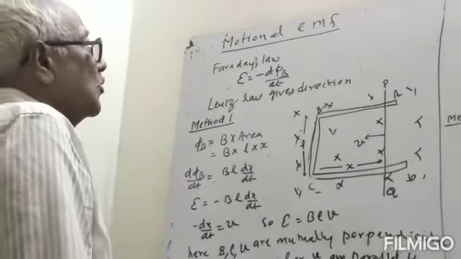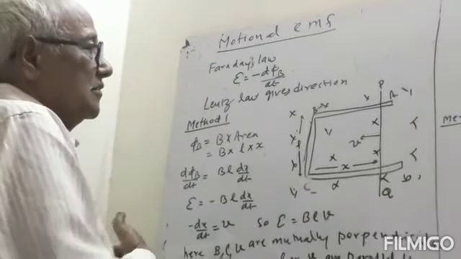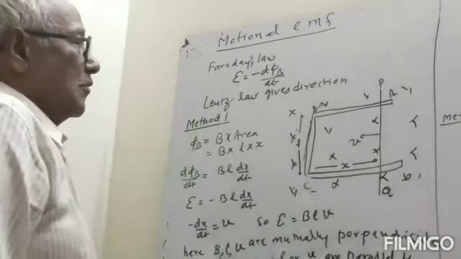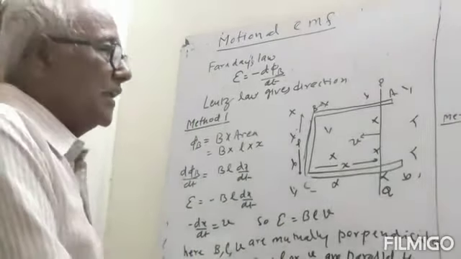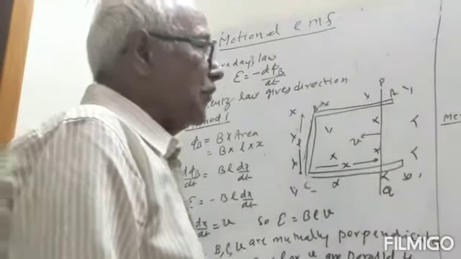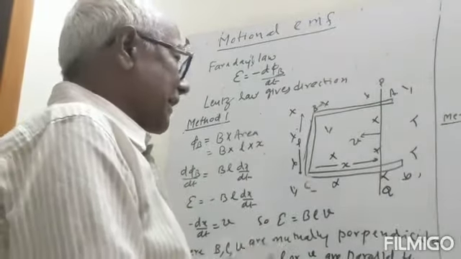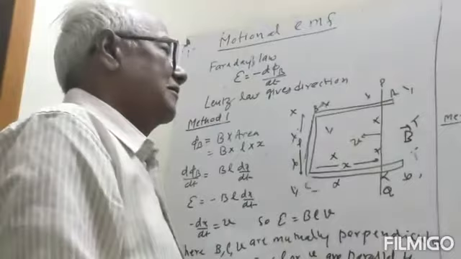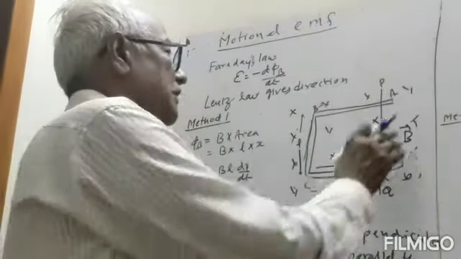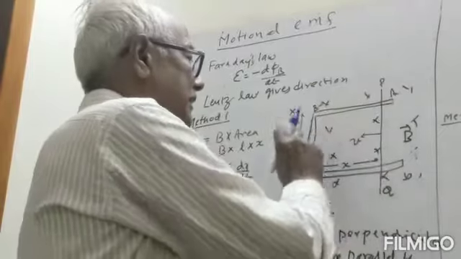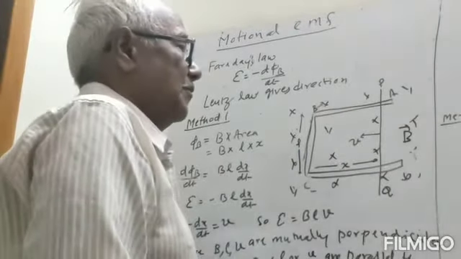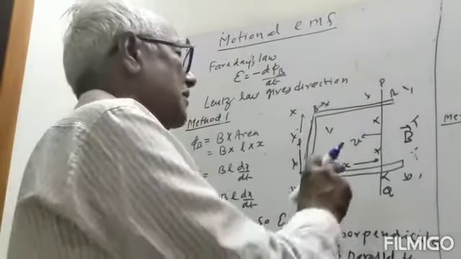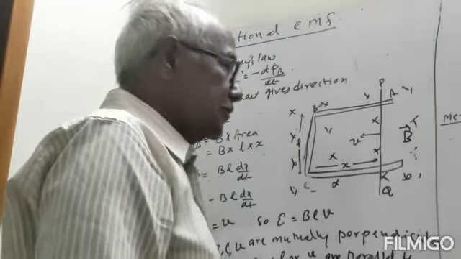Now, to find the motional EMF, we have three methods. Now, I give method number 1. In method number 1, we have a magnetic field, and it is a uniform field. The direction of the magnetic field is perpendicular to the board, going inside the board. Now, here we consider ABCD, a metallic frame in the U shape, and its resistance is very small.